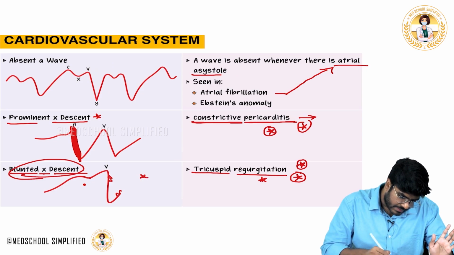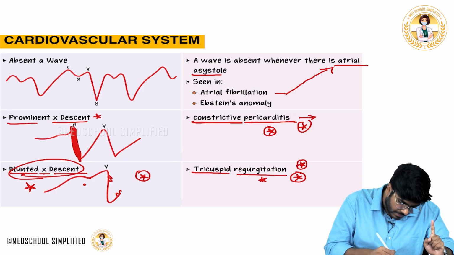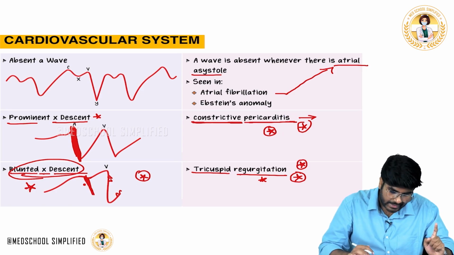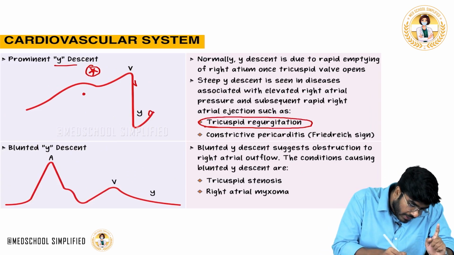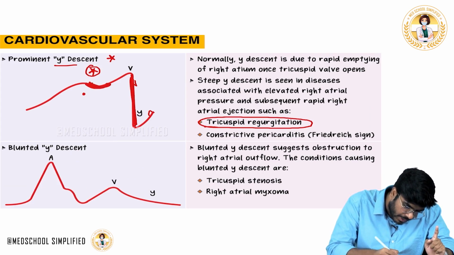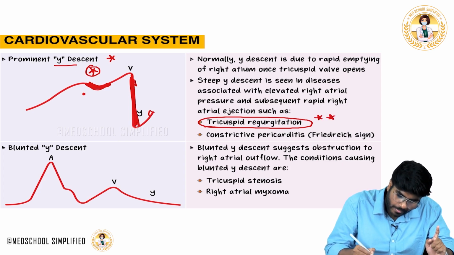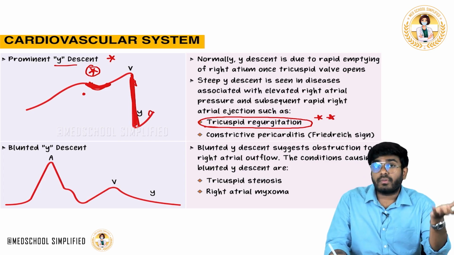And blunted X descent. Remember, blunted X descent. See, the X wave is not coming down. Blunted X descent as well as prominent Y descent. There is a prominent Y descent, but there is no X descent. Again, tricuspid regurgitation. No one is going to ask you why this is happening.